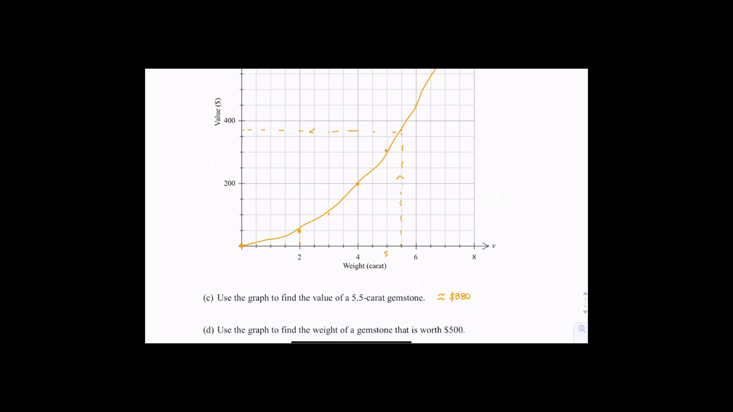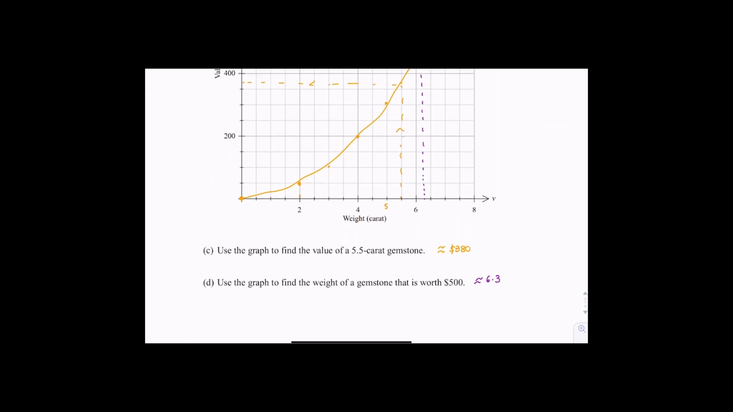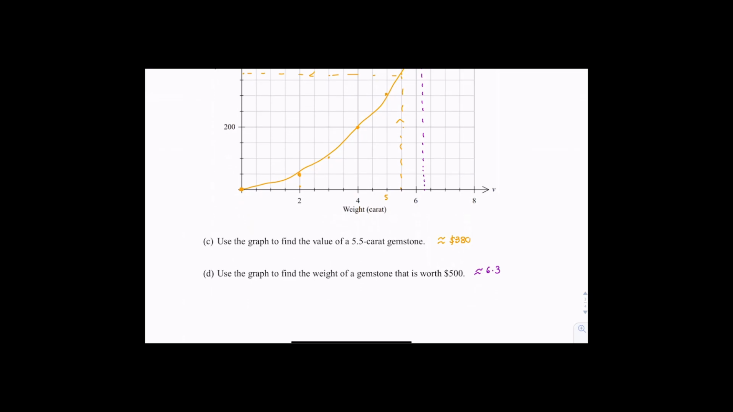So once again, we're going to go to our graph. Here is $500. So I'm going to draw a dotted line across there, and I'm going to come down and attempt to read off what that is. So that looks like it's approximately 6.3. And I could use a graph, but I could also use that formula that I was given, because I've been given that V is 500, and I have this wonderful formula that said to me V equals 12.5 W squared.